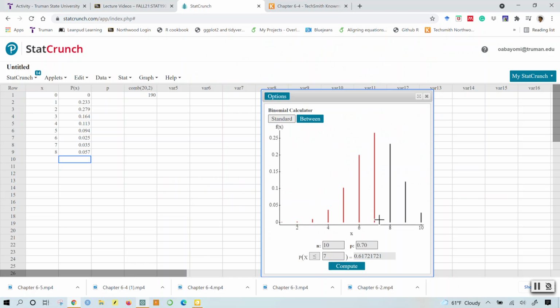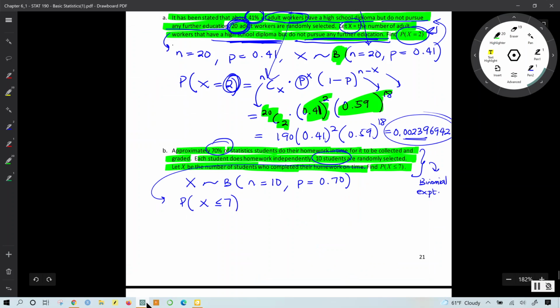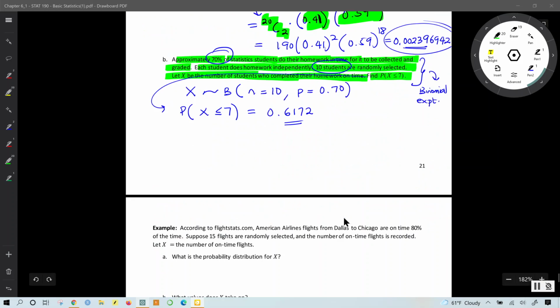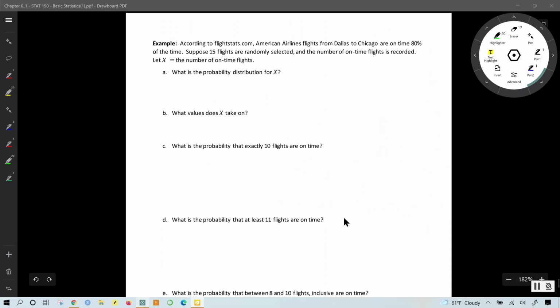So this will cumulate from 7 all the way down. All of these probabilities added all together, you have 0.6172. So I have an answer here. This is equal to 0.6172. Done. With that question completed, we proceed to the next example.